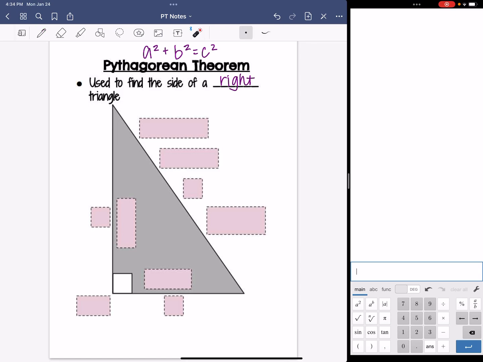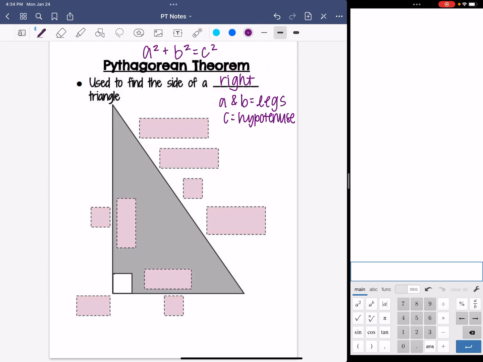Now, you're probably wondering what these letters A, B, and C stand for. Well, A and B stand for the legs of our triangle, and C stands for the hypotenuse. Now, you're still probably wondering, what are the legs and what is the hypotenuse? Well, as I mentioned before, we use this to find the missing side of a right triangle.